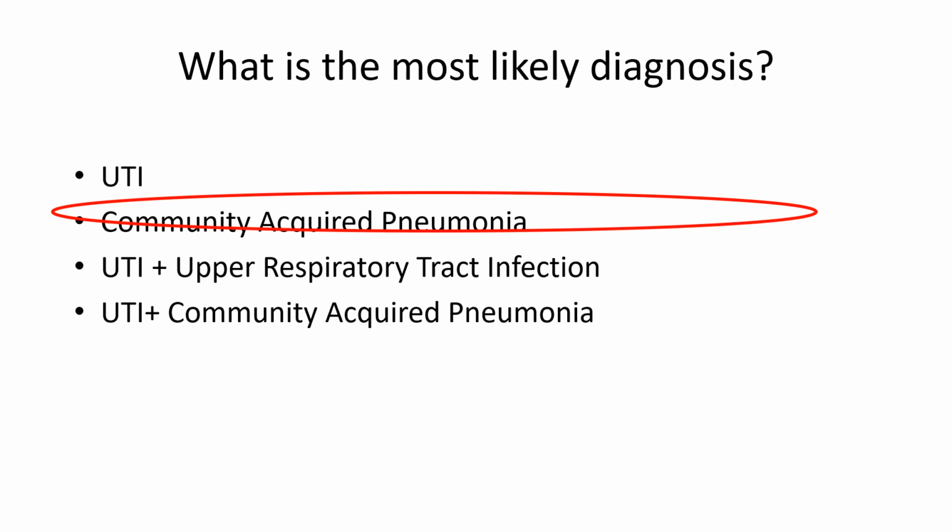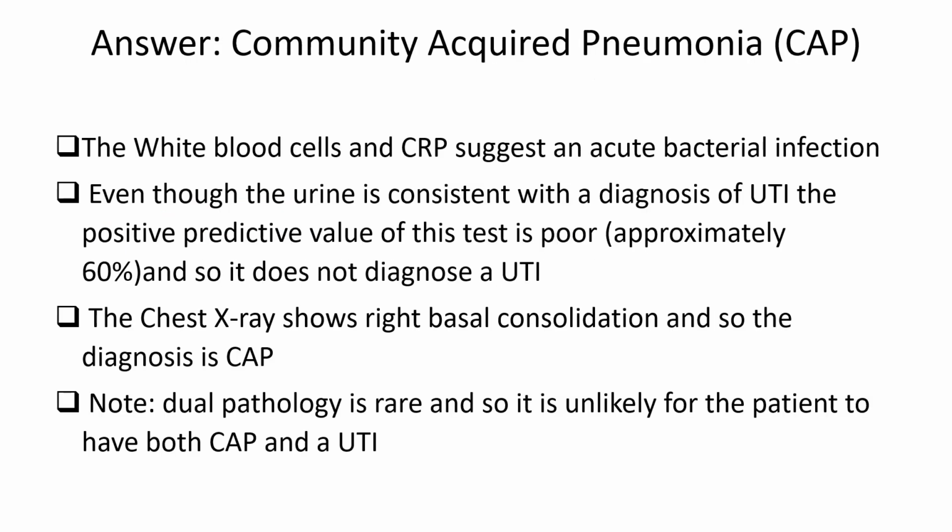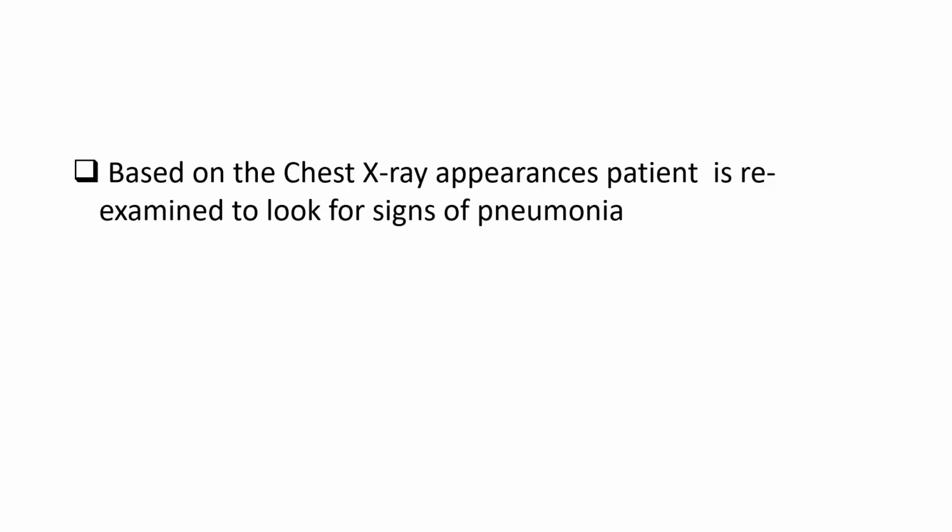Why so? WBC and CRP indicated bacterial infection. Though the urine was considered for a diagnosis of UTI, dual infection is very rare. Also, the positive predictive value of dipstick is very poor and it does not diagnose UTI. Chest X-ray showed consolidation, giving a diagnosis of community acquired pneumonia. So, based on the chest X-ray appearance, the patient is examined for this.